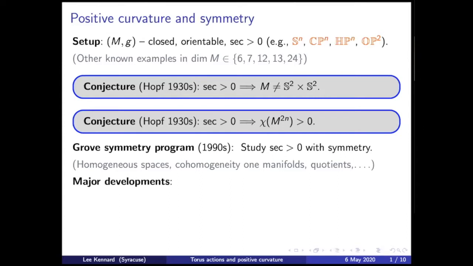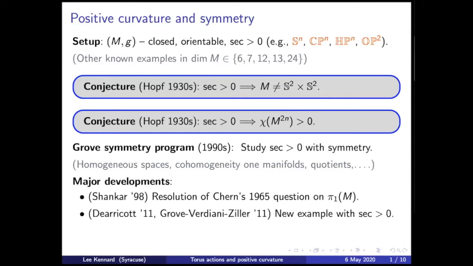I just want to highlight some of the major successes of this program. One was that Shankar, who was a PhD student of Grove, resolved a 30-year-old question of Chern on the fundamental group. This also led to a new example with positive curvature. This is a 7 manifold, not previously known to have positive curvature. And this metric was constructed, and the 2 papers were published in 2011. This is the only published example in the last 25 years. So this is not an easy thing to do, but it came out of studying cohomogeneity 1 manifolds with positive curvature.